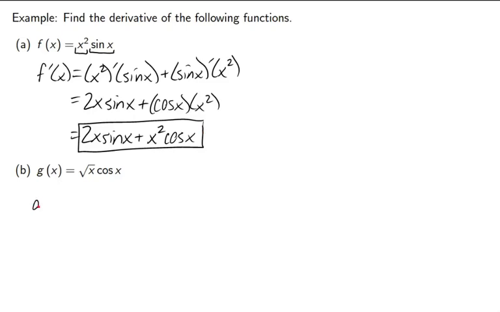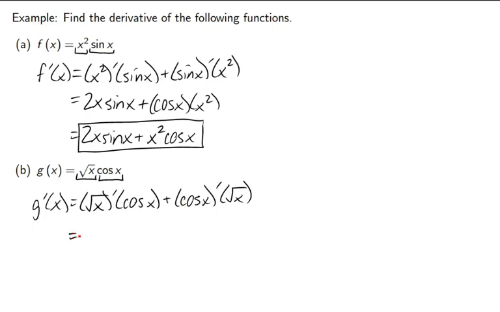Next example. We'll do the same thing. Your first is the square root of x. Your second is cosine x. Derivative of the first, just write it down, times the second plus the derivative of the second times the first.